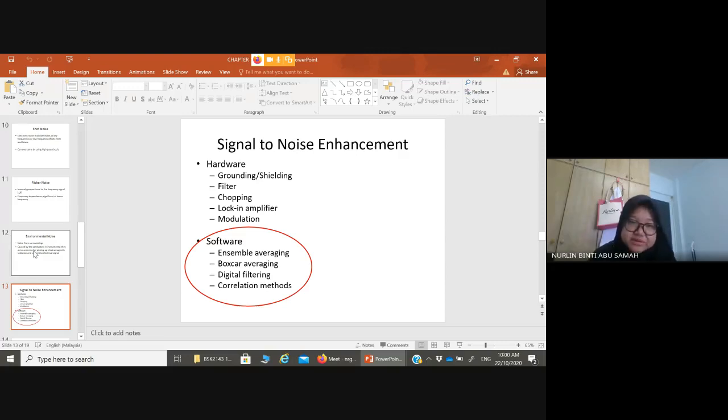The next one is by using software. Basically, we use software in many kinds of instrument, especially when the signal is converted to the output. There are a few: ensemble averaging, boxcar averaging, digital filtering, and also the correlation method.